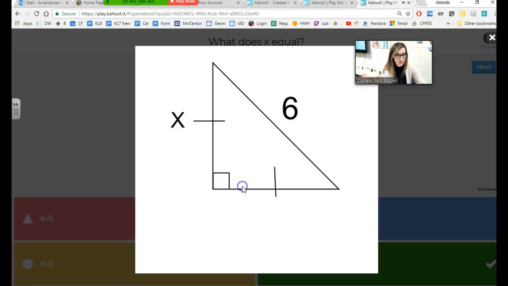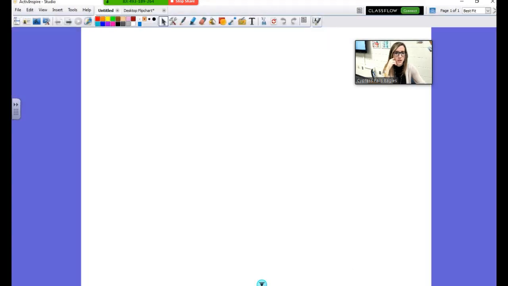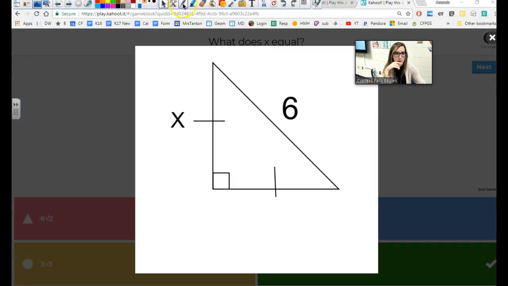So this one is a 45, 45, 90 triangle, right? How do you get from the hypotenuse to a leg? What do you do? Good. You divide by the square root of 2. Now, you can do it the long way. You can divide by root 2. You can rationalize the denominator, and you get 6 root 2 over 2. These cancel out, and you get 3 root 2.